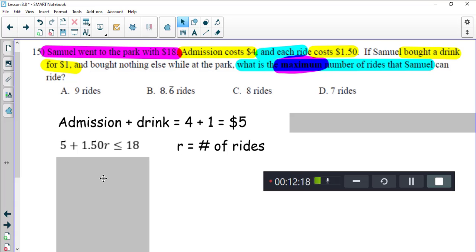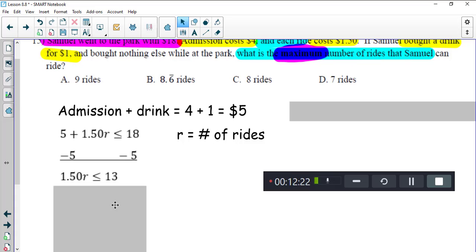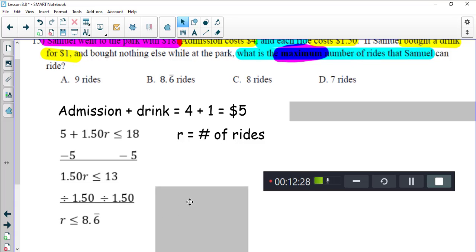All right, let's go ahead and solve this inequality. Subtract 5 from both sides. We're going to get $1.50R is less than or equal to 13. We'll divide both sides by $1.50, and that's going to get us R is less than or equal to 8.6 repeating. Now we notice 8.6 repeating is one of our options. Your calculator, by the way, might say 8.666666 and end with a 7. It's just rounding that last digit up. This is really 8.6 repeating.